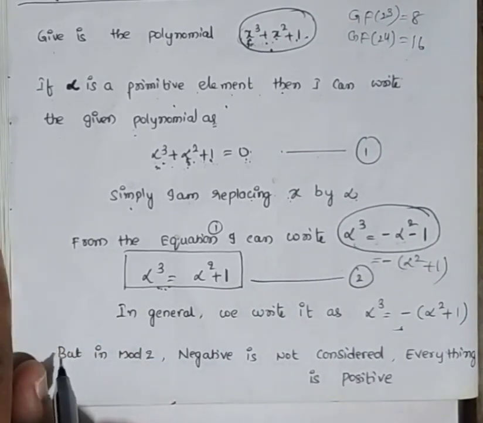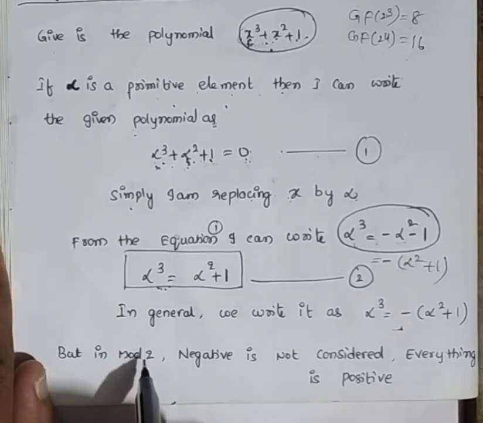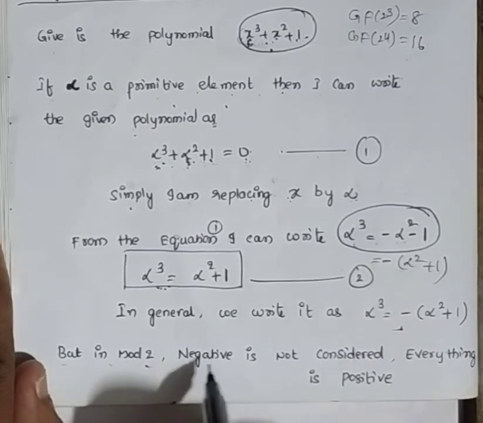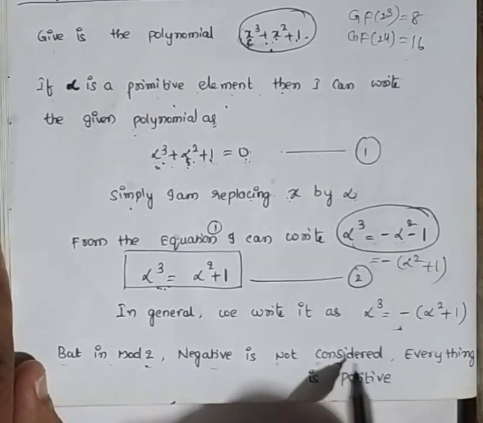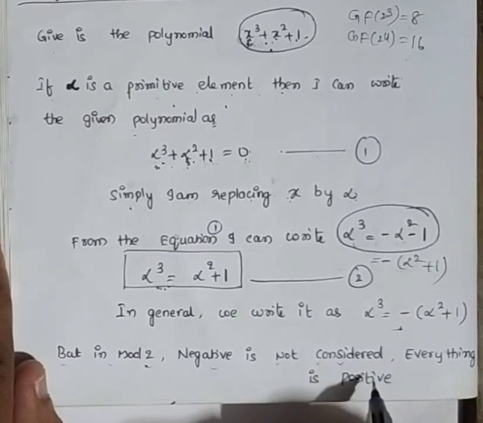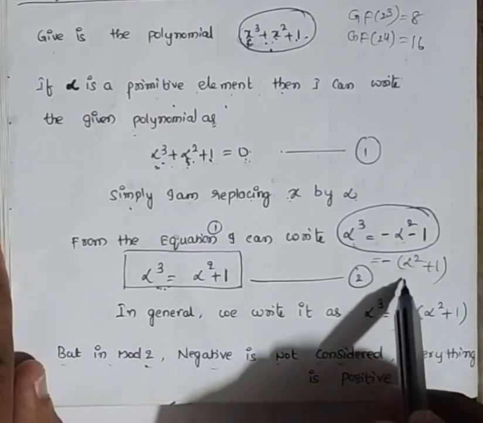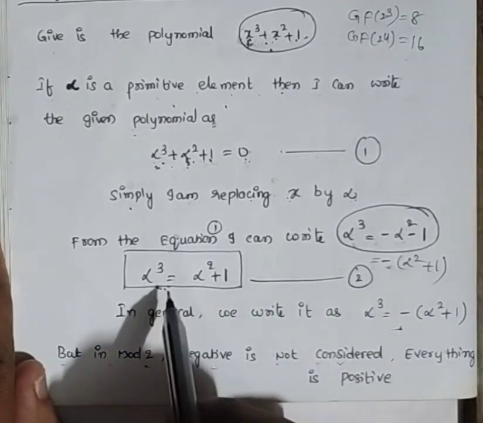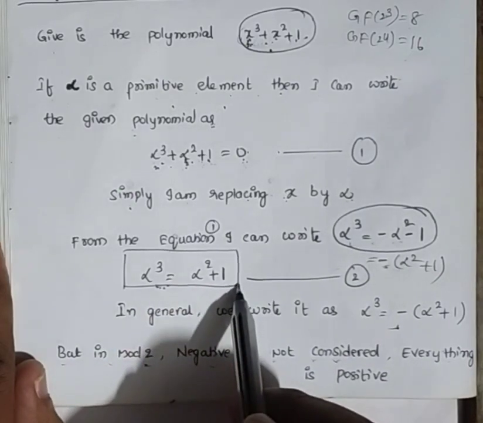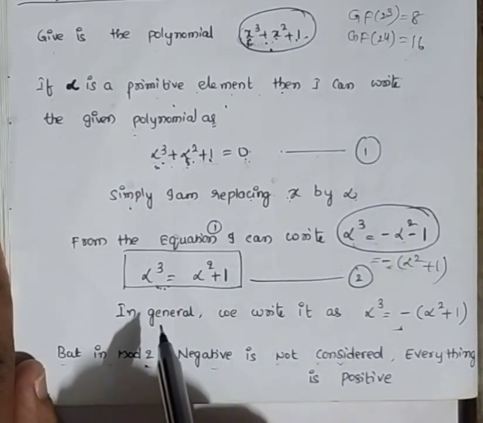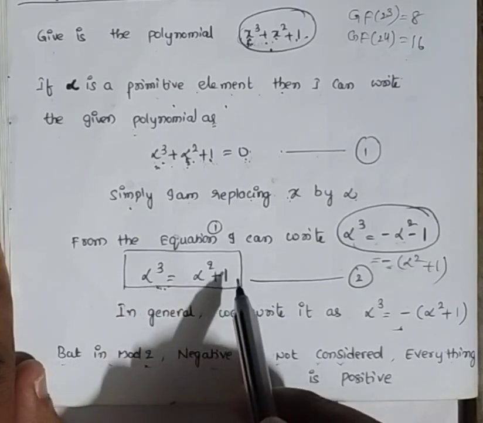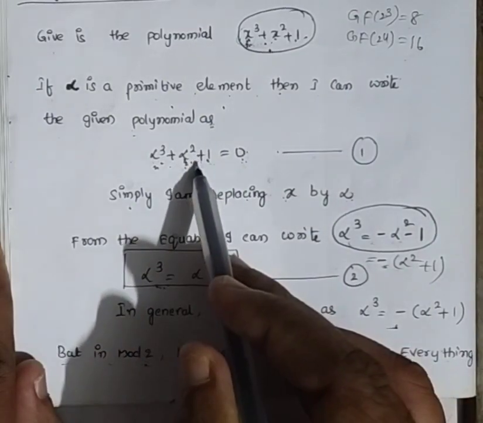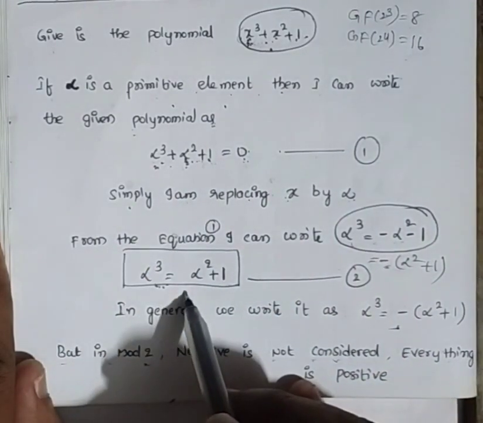Right. So here we consider this as a modulo 2 operation. In modulo 2 operation, negative is not considered. Everything is positive in modulo 2 operations. So that's why I neglect this negative sign. If you neglect the negative sign, then alpha cube is equal to alpha square plus 1. Right. So finally, alpha cube is equal to alpha square plus 1. We obtain this from equation number 1. Let this equation be number 2.